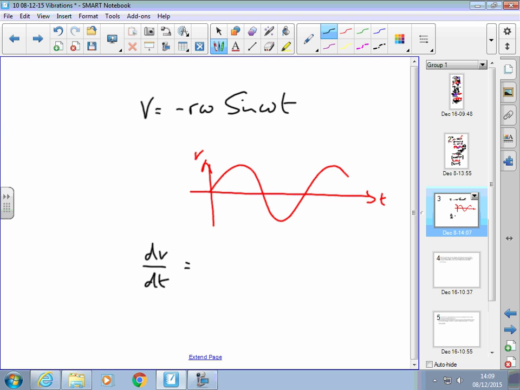What's the differential of this function? So I look at the minus r omega sine omega t and differentiate that. Sine becomes cos, and the omega comes out. So we get minus r omega squared cos omega t.